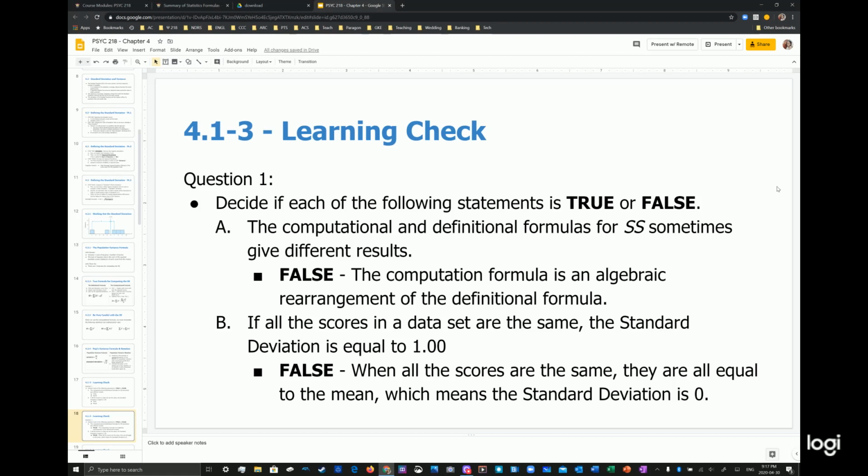For B, it would be 0. All the scores are the same. This is one line. And so you would have no standard deviation because all the scores are the same. So that's the logical explanation. And again, if you want to try it, the sum of squares would be 0 anyway. So if the sum of squares is 0, then 0 over anything is 0, no matter how large the sample is.